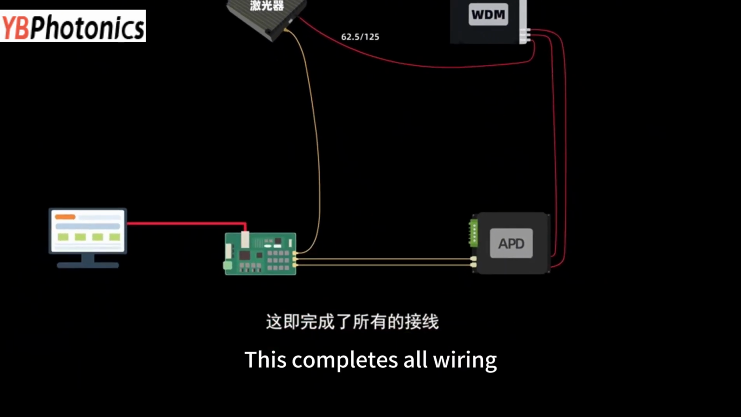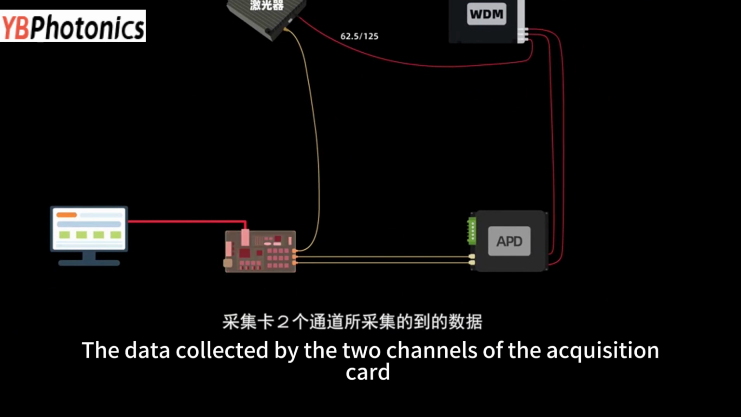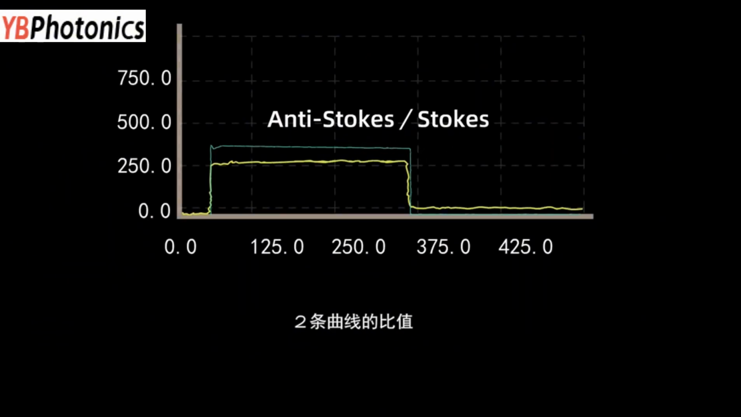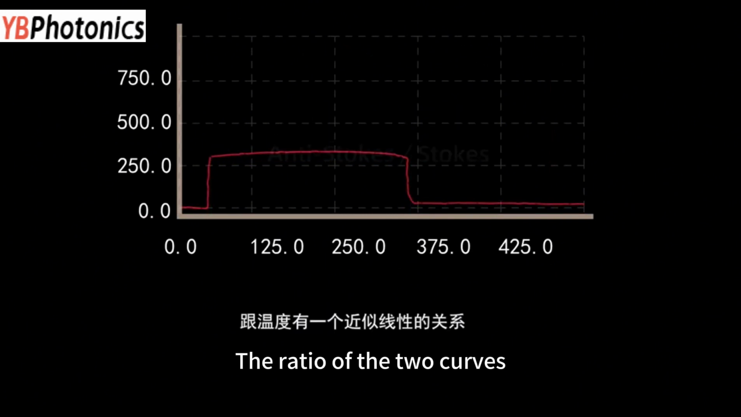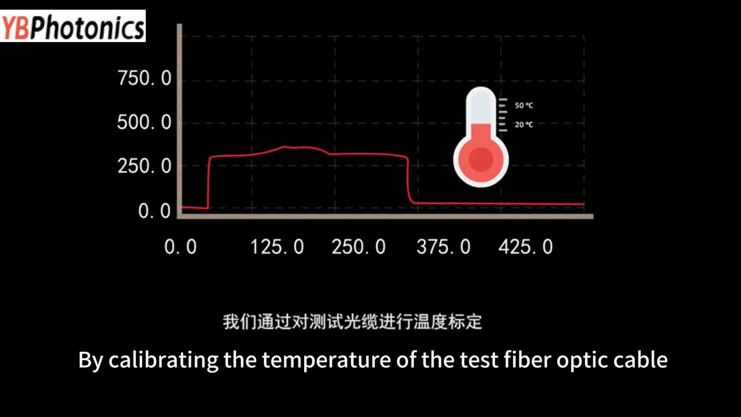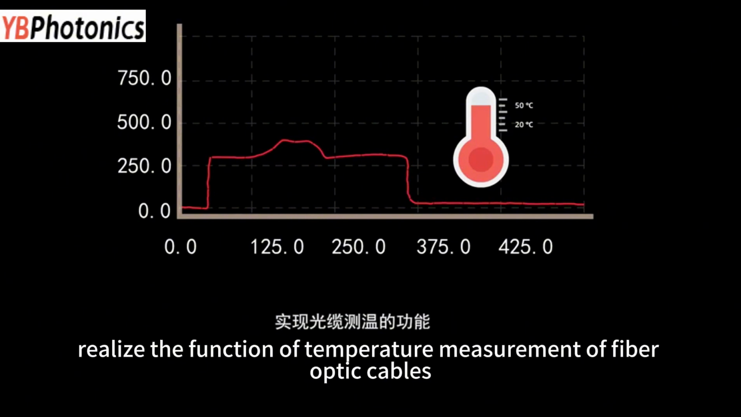This completes all wiring. The acquisition card has a built-in averaging algorithm. The data collected by the two channels of the acquisition card can be plotted as two real-time curves. The ratio of the two curves has an approximately linear relationship with the temperature. By calibrating the temperature of the test fiber optic cable, we can obtain the relationship between the temperature and the ratio. Realize the function of fiber optic cable temperature measurement.